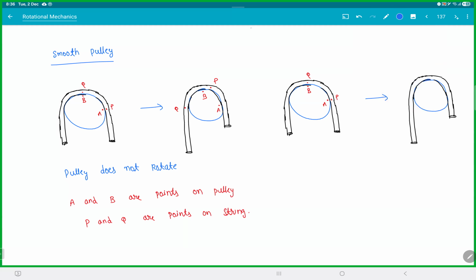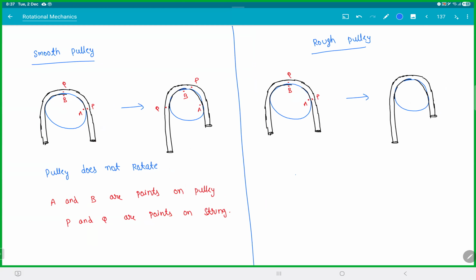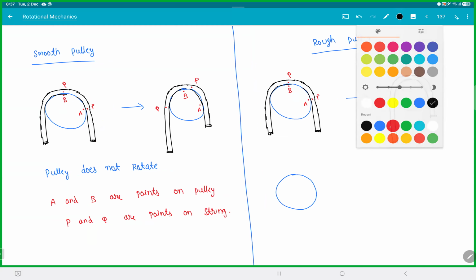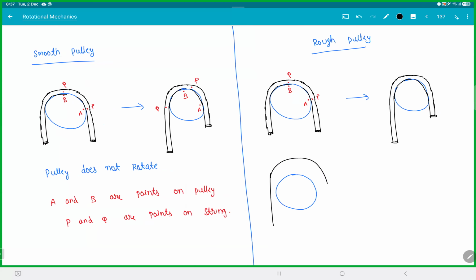The pulley was smooth. But what if you have a rough pulley? Now, when you have a rough pulley, there is actually a friction between the pulley and the string. So the picture would look different. If I just separate them, this is what you will notice. There is a friction between them. So two things will happen. Here, if you take the tension to be T, here also the tension will be T. Same tension.